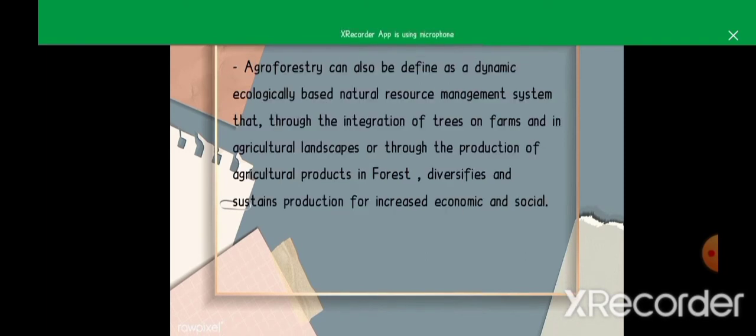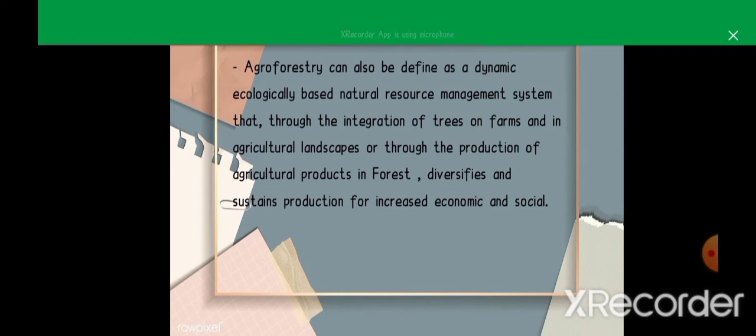Next definition, agroforestry can also be defined as a dynamic, ecologically based natural resource management system that, through the integration of trees on farms and in agricultural landscapes or through the production of agricultural products and forest, diversifies and sustains production for increased economic and social benefits, because it is applied in many farms and forests, even in agricultural landscapes.